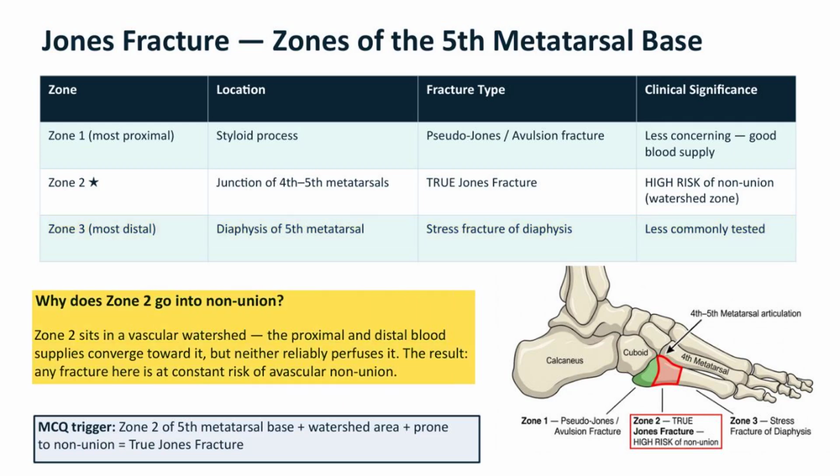Why does Zone 2 go into non-union? It sits in a vascular watershed zone. The proximal and distal blood supplies both converge toward it, but neither reliably supplies it. This means any fracture here is at constant risk of avascular non-union.